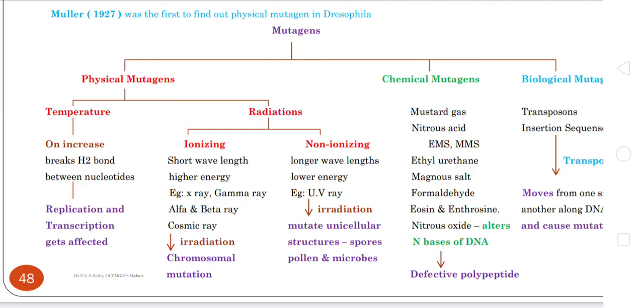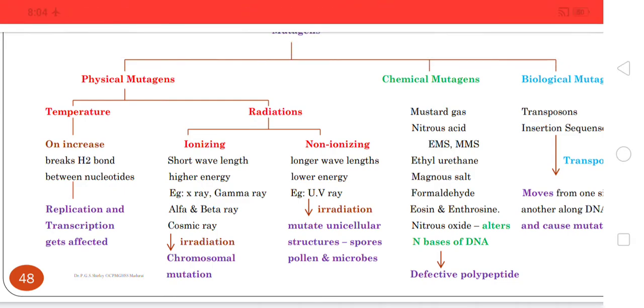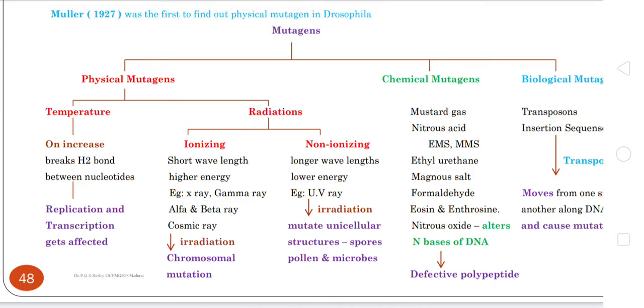If the wavelengths are shorter and have higher energy, this belongs to ionizing radiation. Examples are X-rays, gamma rays, alpha rays, beta rays and cosmic rays. If any plants are affected by these kinds of rays, we call them irradiated plants. As a result, it can cause chromosomal mutation. So these are the effects of ionizing radiation.